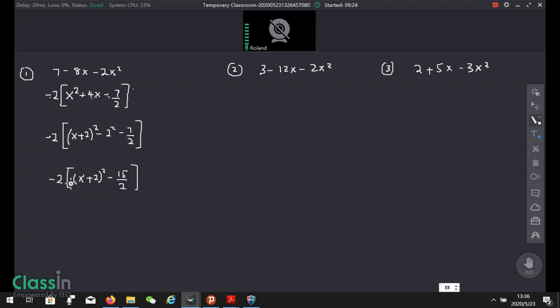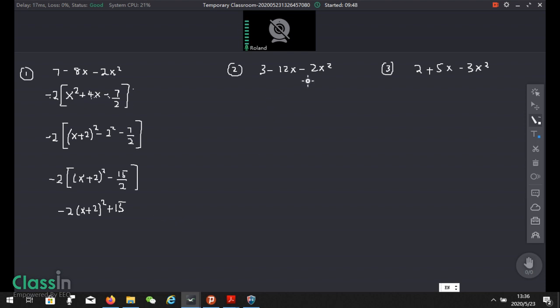But negative 2 is outside, so we can multiply through by negative 2. So we have negative 2 times x plus 2 squared. If you multiply negative 2 by negative 15 over 2, we have positive 15.